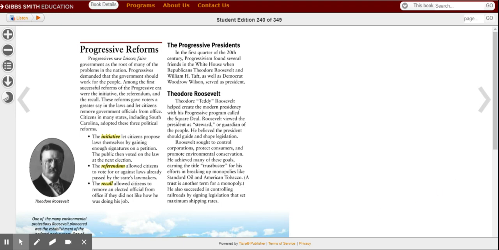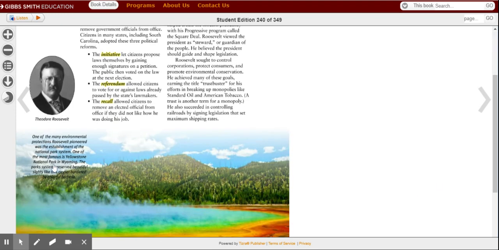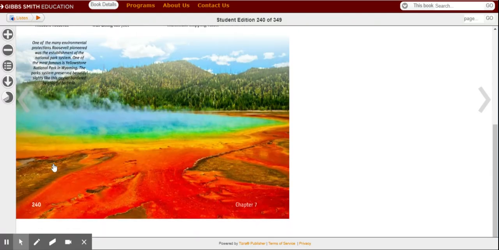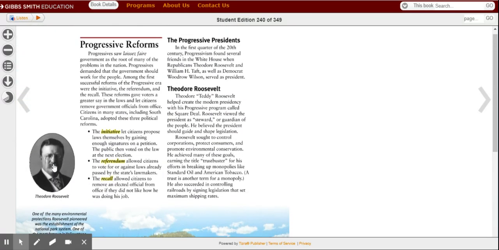Now we see Teddy Roosevelt here in the bottom. This guy, he did a great job promoting national parks. He helped create the modern idea of what a president should be with a progressive program called the Square Deal.